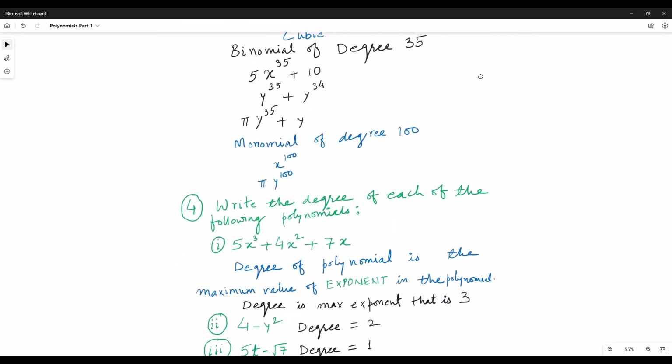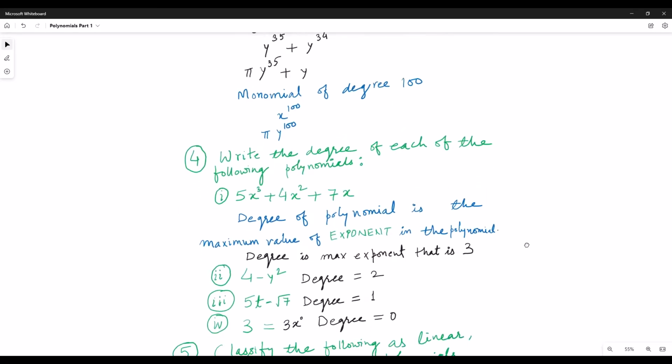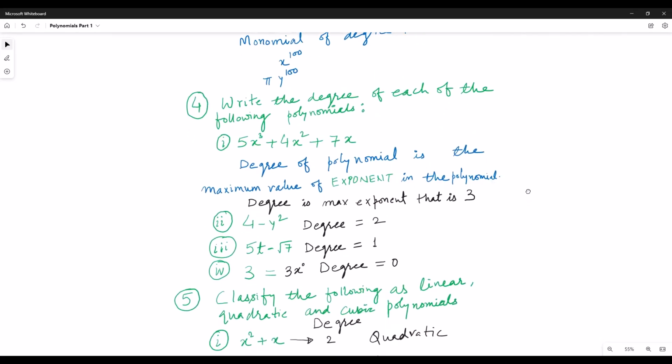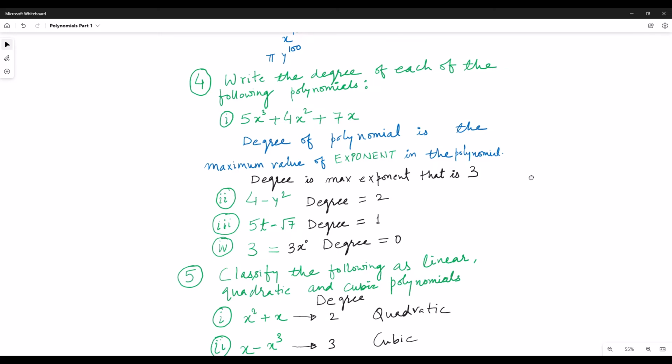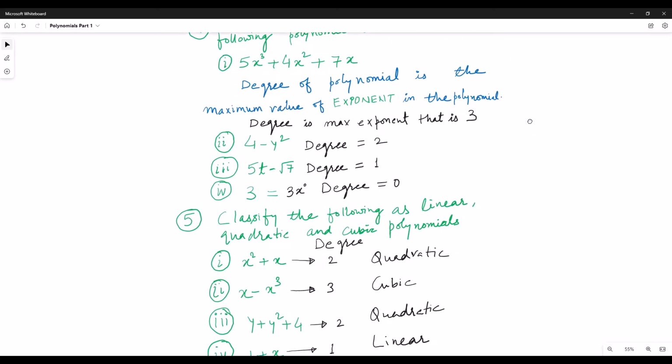Write the degree of each of the following polynomials. So what is degree? The value of the maximum exponent. So likewise we can say the degree of the first expression is 3, second expression is 2, 5t minus root 7, degree is 1, and this is a constant polynomial, so degree is 0. So we can write 3 as 3 x to the power 0, so degree is 0.